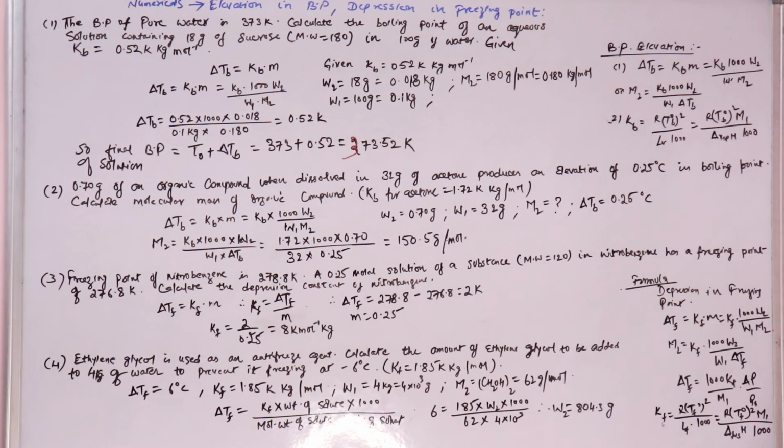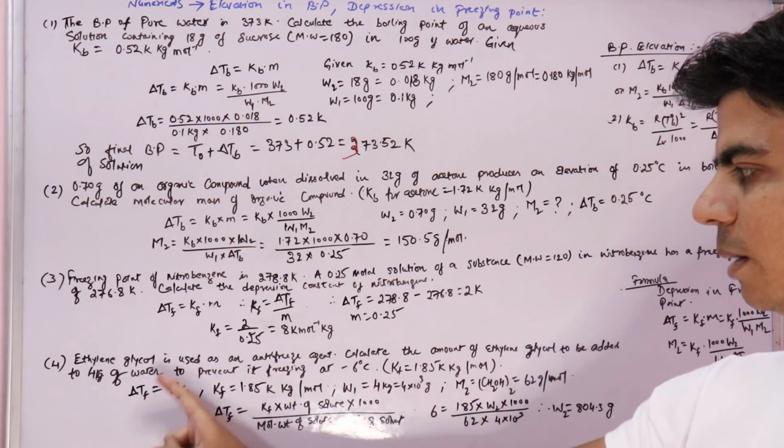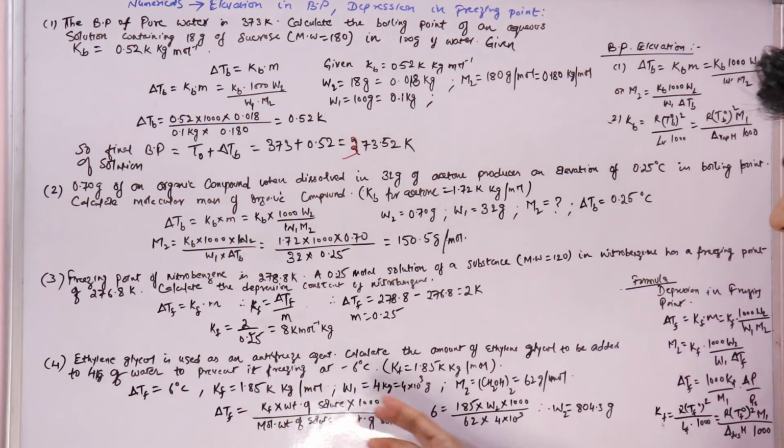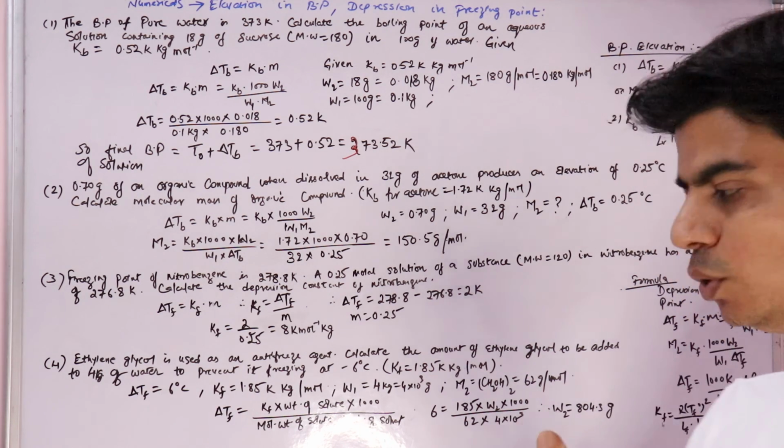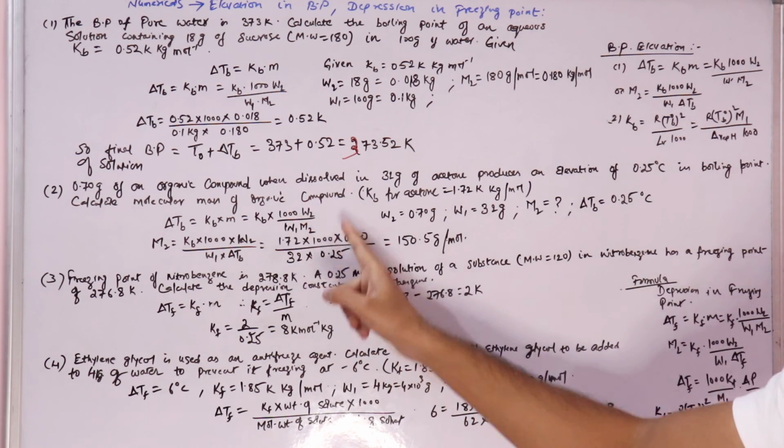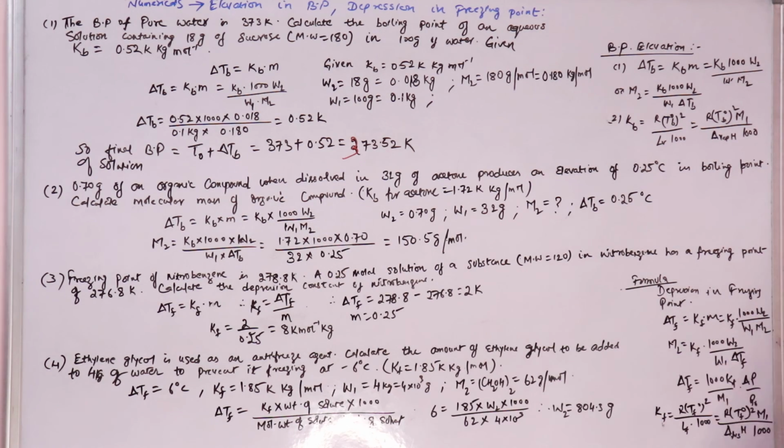Calculate the amount of ethylene glycol to be added to 4 gram of water to prevent it from freezing at minus 6 degrees Celsius. If the temperature of the surrounding is minus 6, or the depression is 6, then you need 4 gram of water, the solvent. So how much ethylene glycol you need to add? That is, you have to calculate W2. As per this formula, W2 you need to calculate.